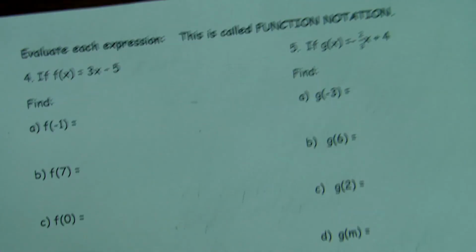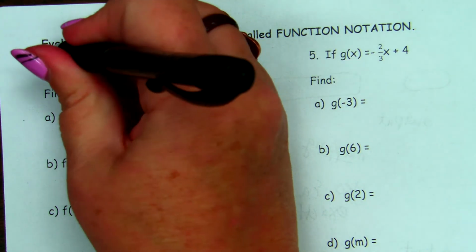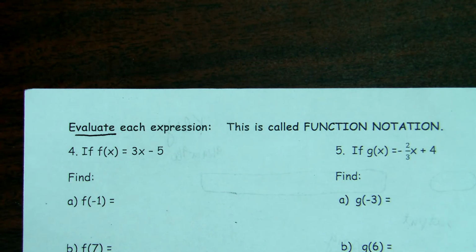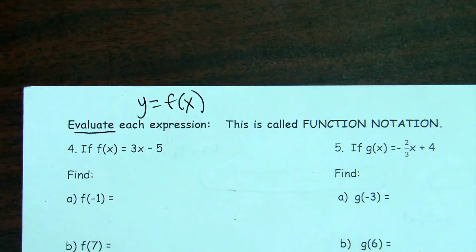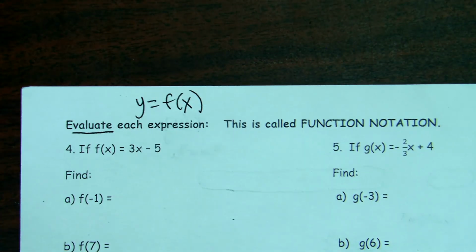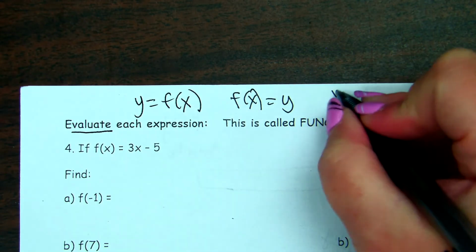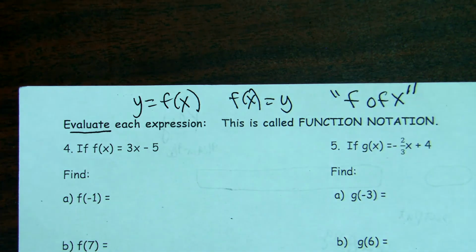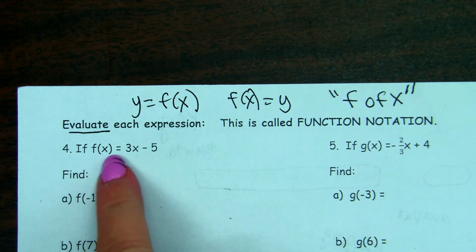And on the back, we're going to use function notation. Evaluate each expression. Find the value of each expression. So when we do this, y is equal to f of x. They're interchangeable. If you see f of x, it means y. That means f of x is equal to y. And we say it f of x. It's called function notation.